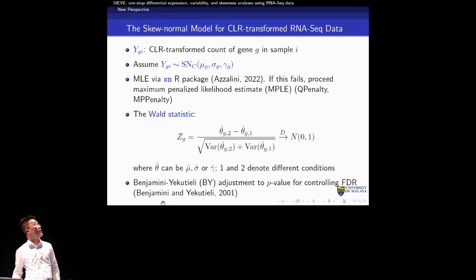I denote Y_gi as the CLR transformed count of gene g in sample i, and assume Y_gi follows a skew normal distribution with a centered parameter form. And the sn R package is used to perform the parameter estimation. After that, the Wald statistics are used to construct the DE, DV, and the DS test. The BY procedure is applied to control the FDR.